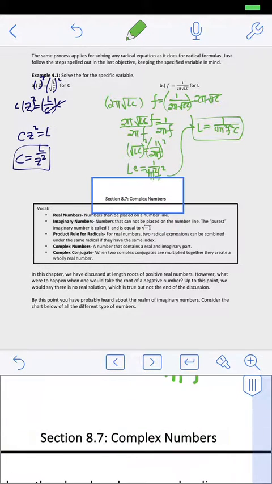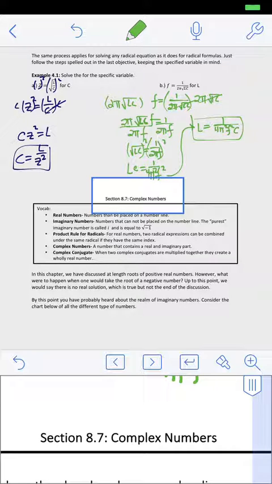Okay, welcome to section 8.7, complex numbers, not to be confused with complex fractions. Complex fractions are very straightforward. They're complex because they're big, they're not very entertaining. Complex numbers, that stuff is crazy. That is probably, in my opinion, one of the coolest parts of mathematics. So this is where I'm going to geek out a little bit.